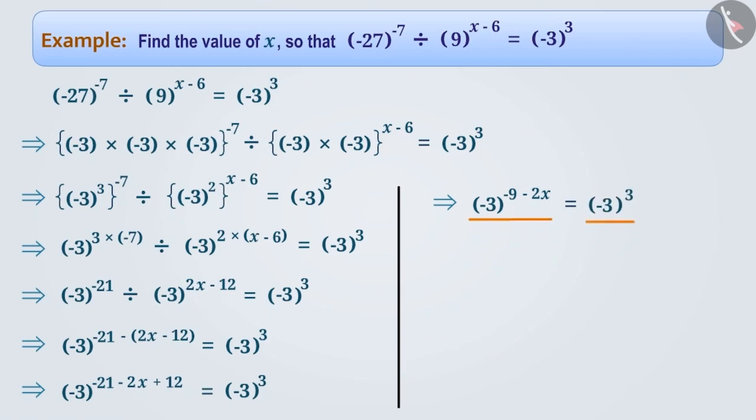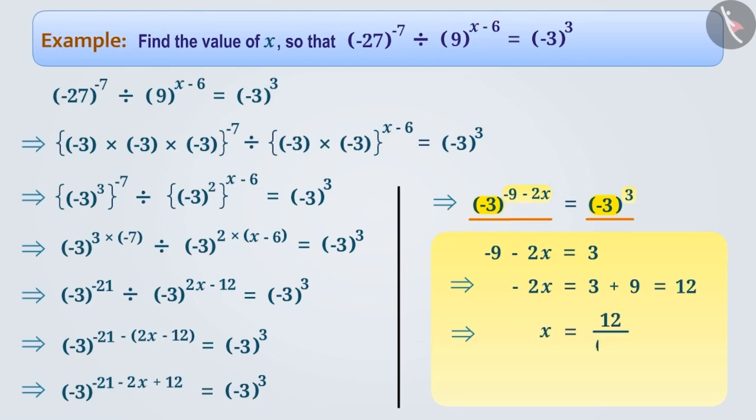Because the value of both the sides is equal and the bases of the sides are equal too, thus the powers would be equal too. So we can say that -9 - 2x is equal to 3. That is, -2x is equal to 3 + 9 is equal to 12. That is, x is equal to 12 divided by -2 is equal to -6. So here, the value of x is -6.